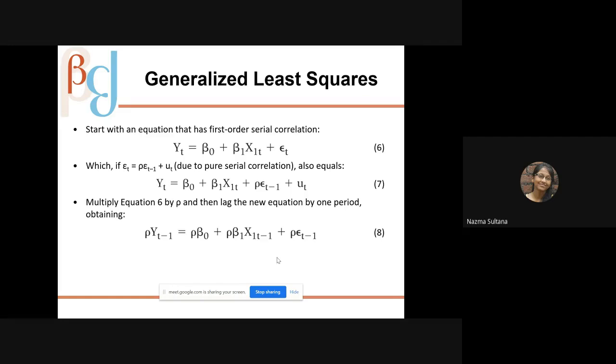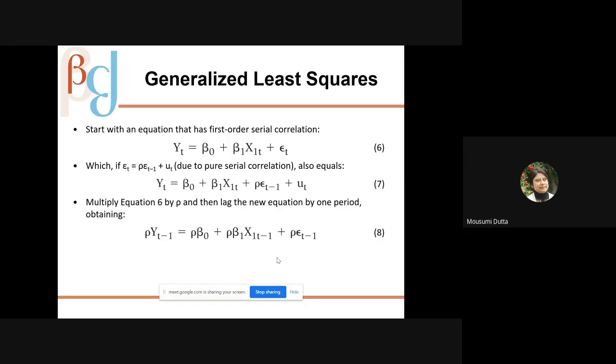I told you to subtract 8 from 6. Yt minus rho into Yt minus 1. Yes. Subtract 8 from 6, Yt minus rho Yt minus 1. Yes. Then it is equal to, subtracting 8 from 6, what is the first term on the right hand side? Beta naught into 1 minus rho. Very good.